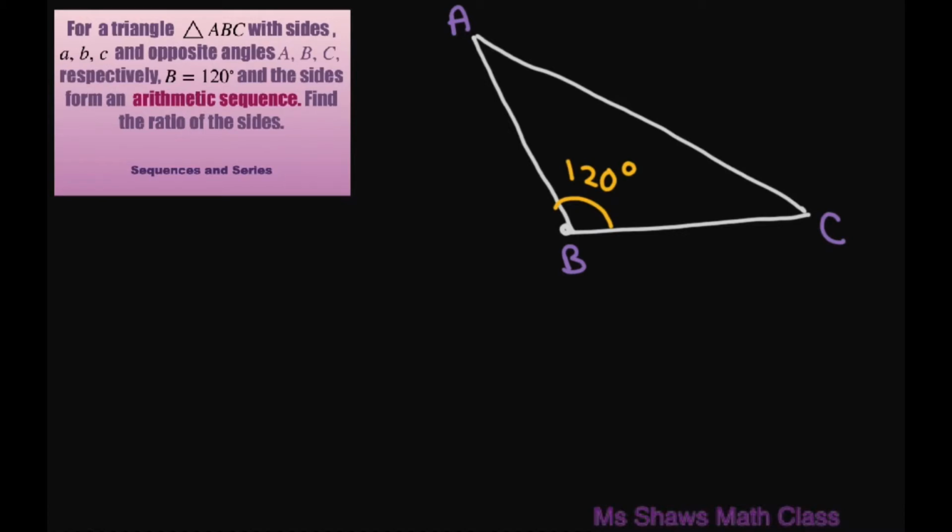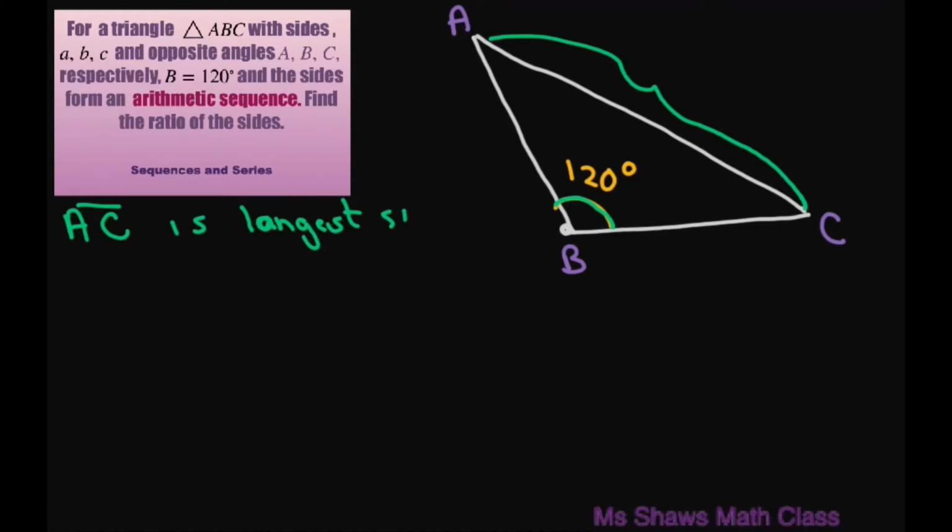Since B is 120 degrees, that means the side opposite is the largest side. Since side AC is the longest side of the triangle.